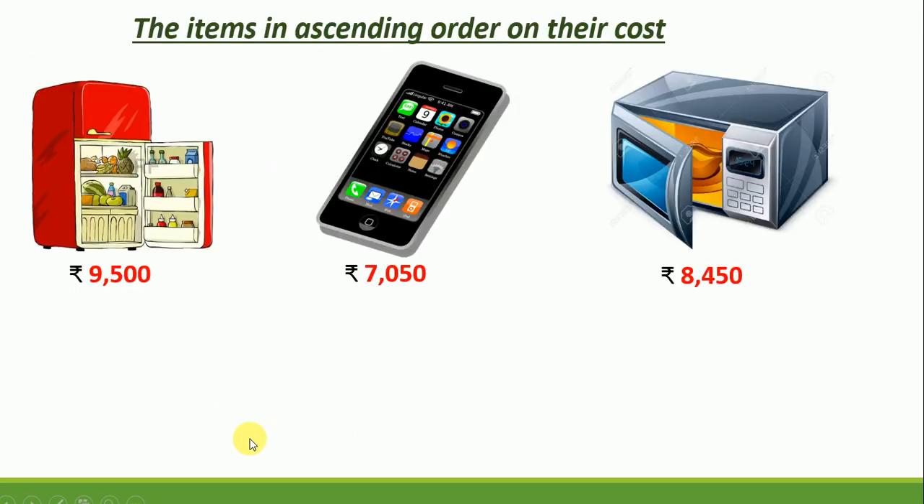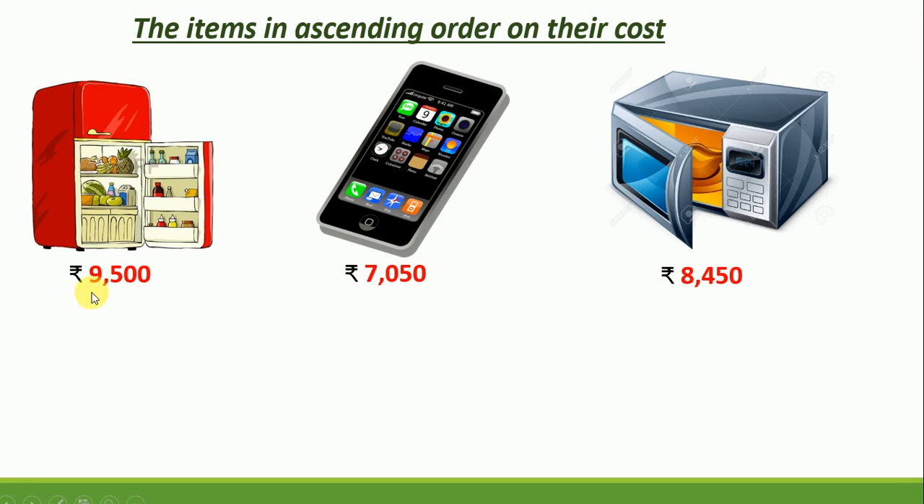Let us see one more example. Can you see there are 3 pictures given? The first one is a fridge, the second one is a mobile phone, the third one is a microwave oven. The cost of the fridge is rupees 9,500. The cost of the mobile phone is rupees 7,050. The cost of the microwave oven is rupees 8,450. Now we are going to arrange the items in ascending order based on their cost.